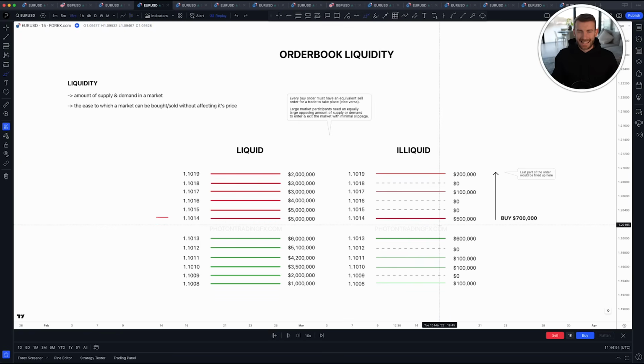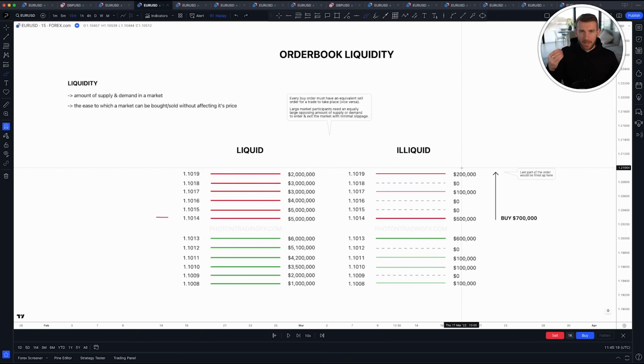So if you're trading an illiquid market, and imagine you're a big guy, right? I mean, these are made up numbers, but imagine you're putting a lot of volume through the market and you want to buy $700,000 worth of whatever the asset this is, but there's only $500,000 at the current ask price. If you buy that, price is going to have to shoot all the way up to this price level to completely fill your order, right? So in an illiquid market, the market is going to move a lot quicker.